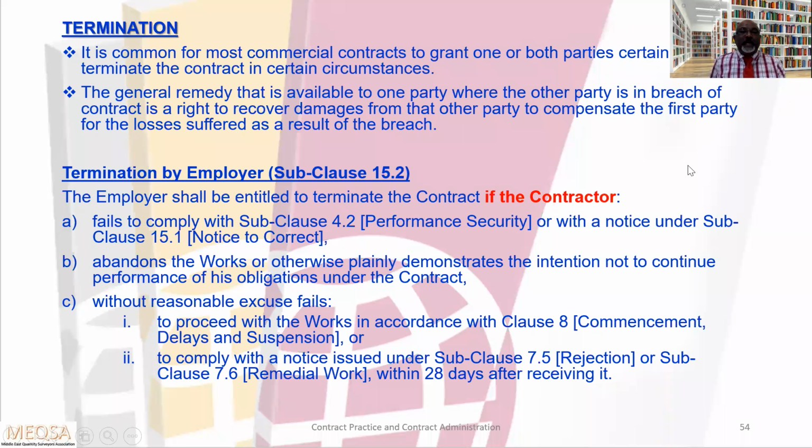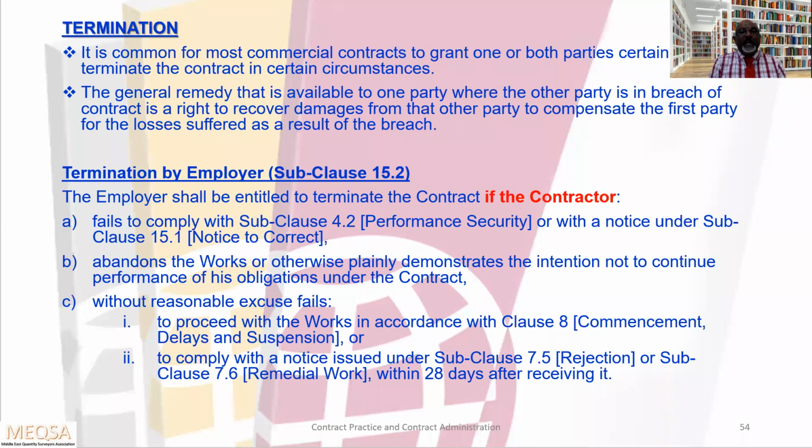Now this is the last chapter of this contract practice and contract administration competency. Termination. It is common for most commercial contracts to grant one or both parties certain rights to terminate the contract in certain circumstances. The general remedy that is available to one party where the other party is in breach of contract is a right to recover damages from that other party to compensate the first party for the losses suffered as a result of the breaches.